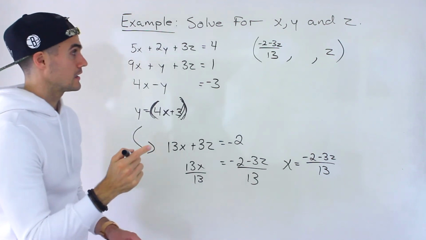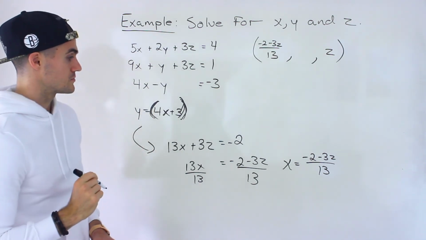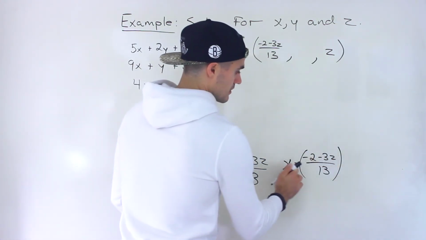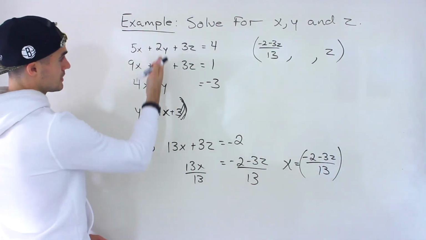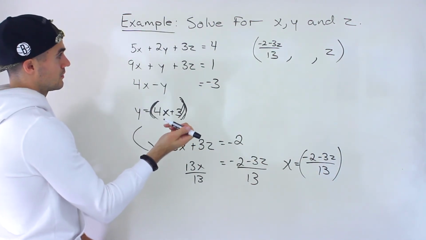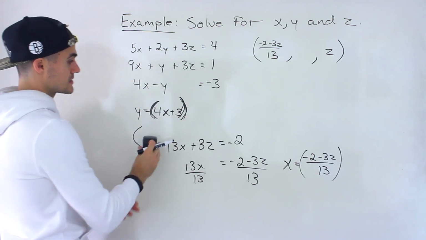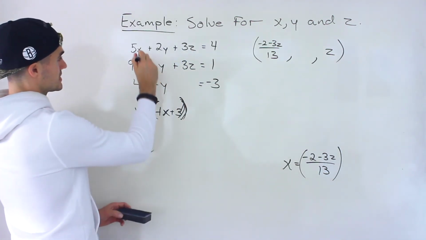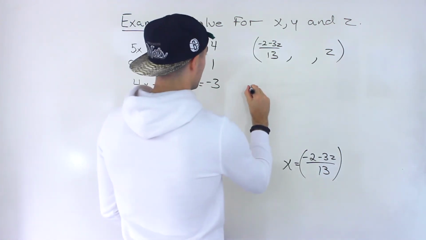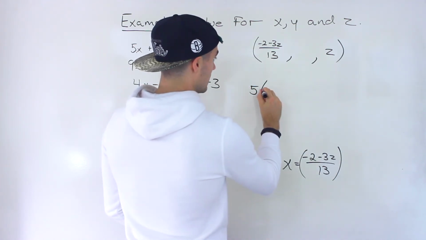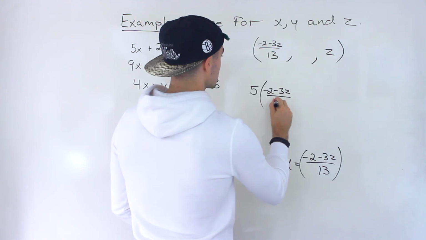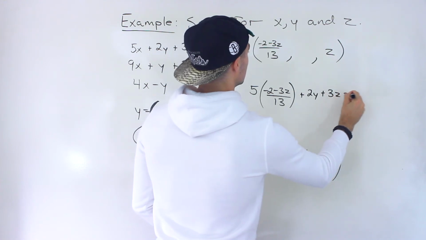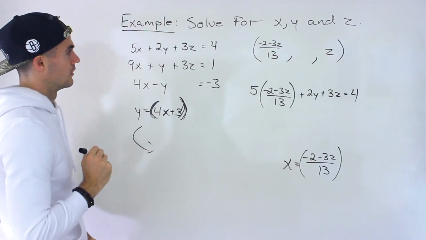But now what's remaining is to get the y value in terms of the z. And the way we can do that is we can take this x value in terms of z and plug it into either equation, right? And then we'll have everything in terms of y and z. So I could plug it in for this x or this x. I'll plug it into this one. So we'd have 5 bracket -2 minus 3z over 13 plus 2y plus 3z is equal to 4, like that.